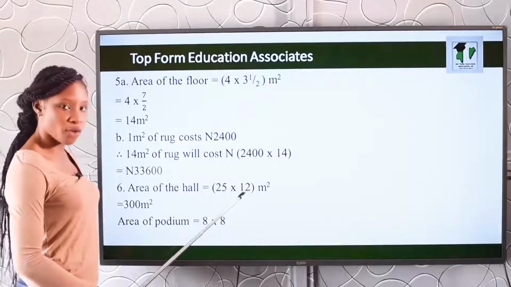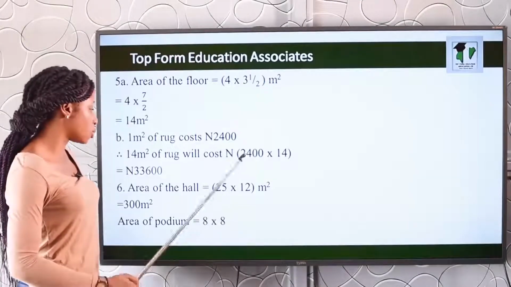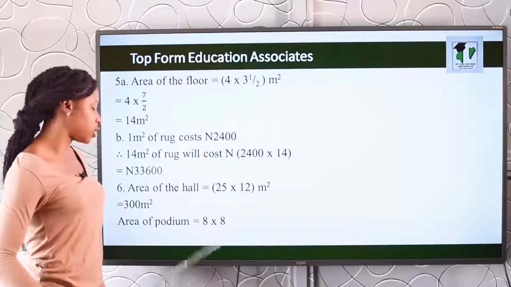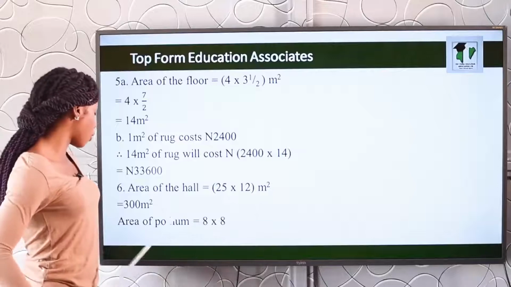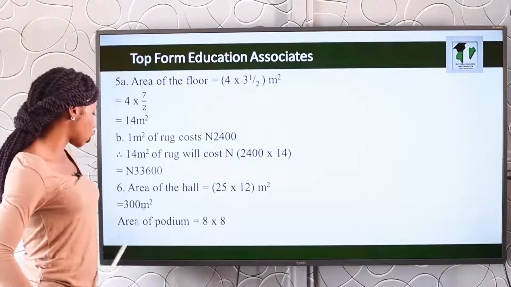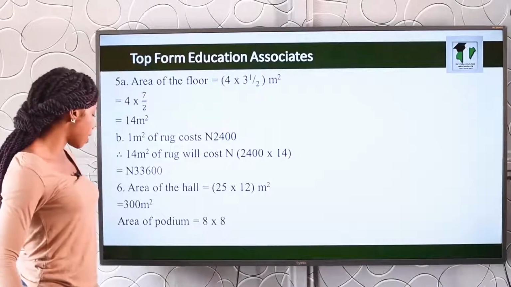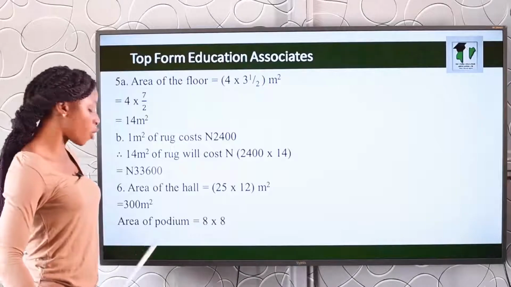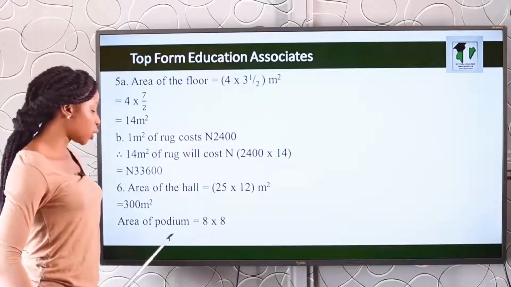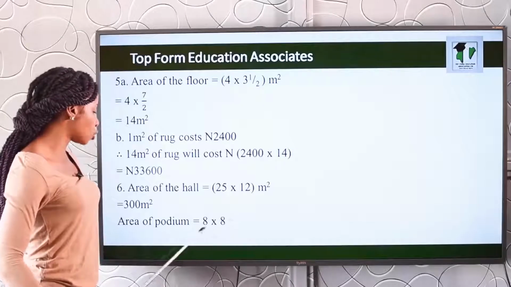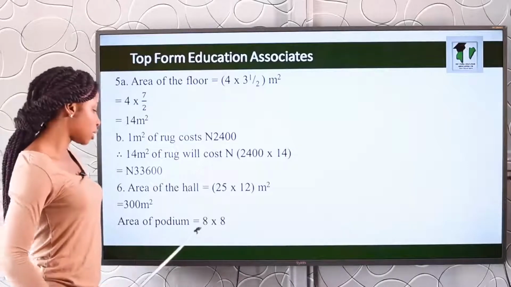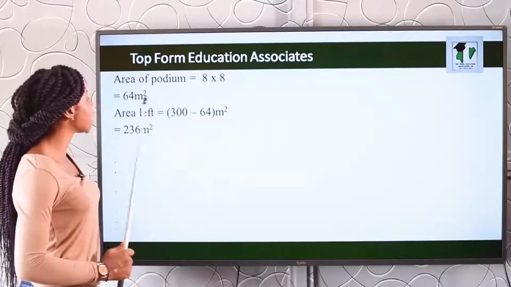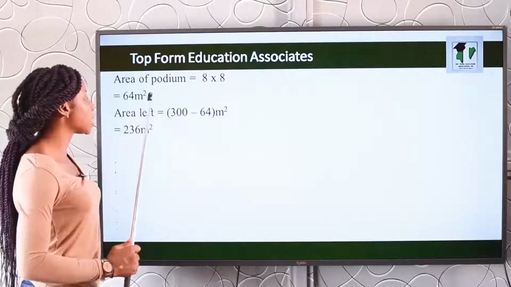Now, number 6, we're given a hall with the following dimensions, 25 by 12 meters, 25 being the length and 12 being the breadth or the width. And we're asked to look for the area. So in doing that, we'll multiply both 25 by 12, and we have the answer as 300 meters square. Now, the next part of the question, we have to look for the area of the podium. We do the same thing. We'll multiply the length and the breadth, which is 8 multiplied by 8, and it gives us 64 meters square.